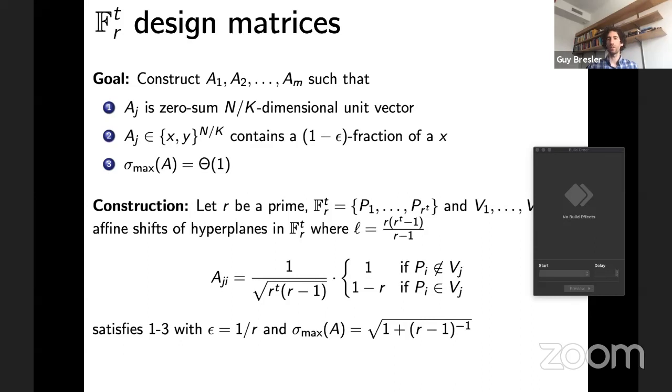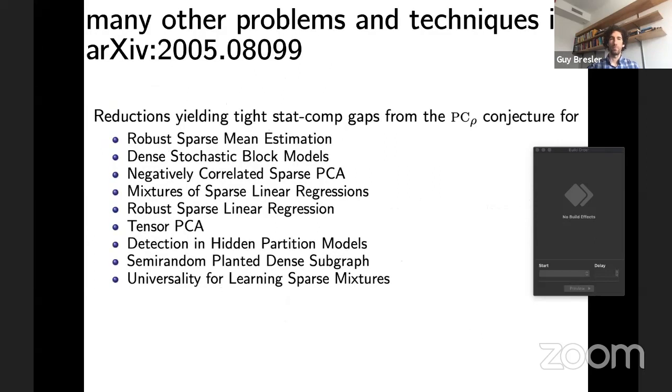It's used in various of the other reductions in these arrows, along with a bunch of other reduction techniques that are each justified via their own set of probabilistic arguments. So the set of problems that we map to, that we get reductions that give tight computational statistical trade-offs in this paper, are the ones listed here.